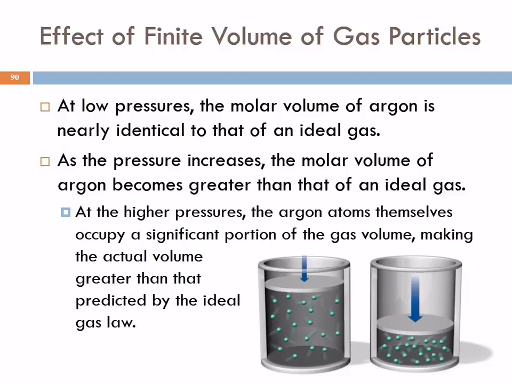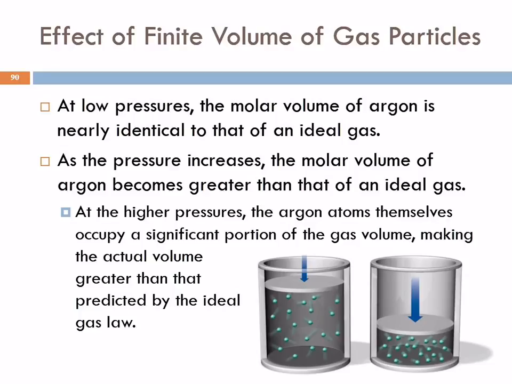If we go to low pressures, the volume of argon gas is nearly identical to that of an ideal gas. When we increase the pressure, though, what happens? We're pushing the particles closer together. As you push those particles closer together, the size of the particle begins to matter more and more. So if you take those people in Wyoming and you start to round them up and herd them into a smaller and smaller area, that's the equivalent of increasing the pressure on a gas. At some point, the size of the people starts to matter.